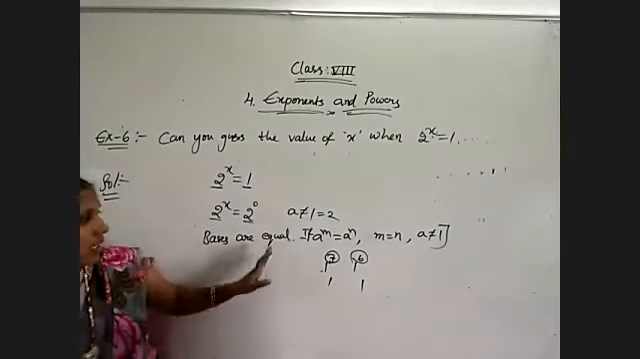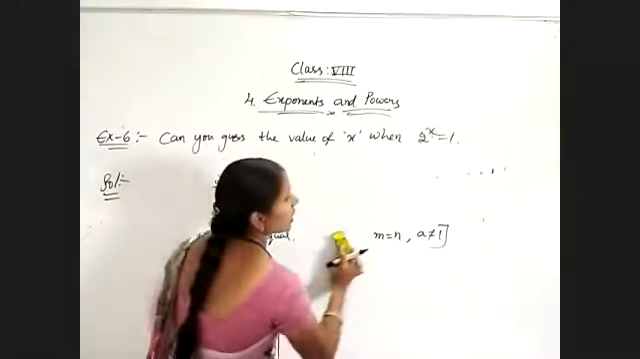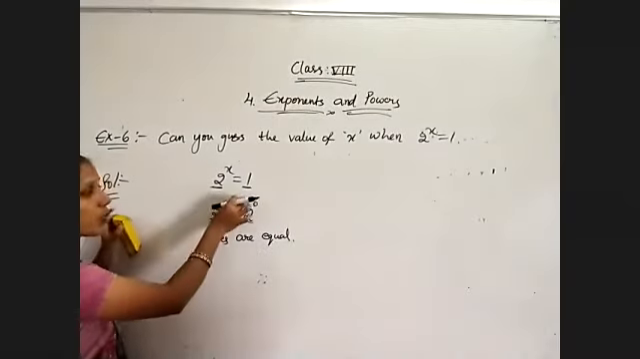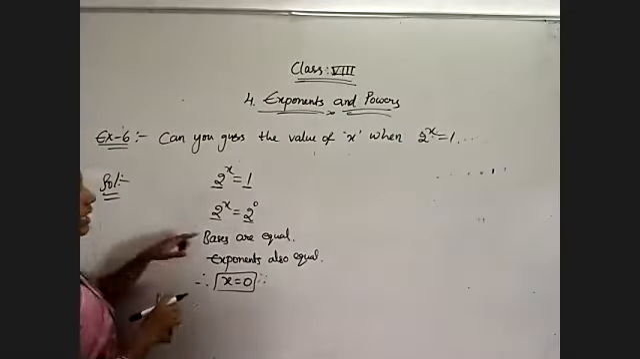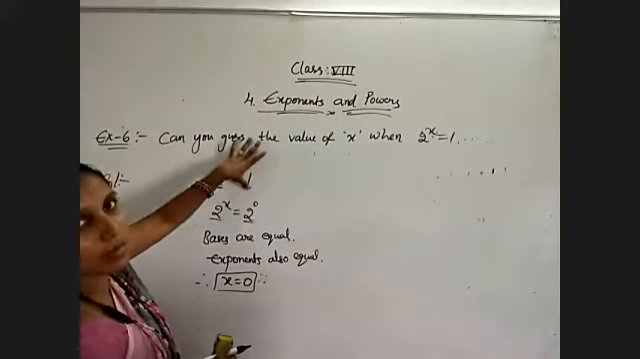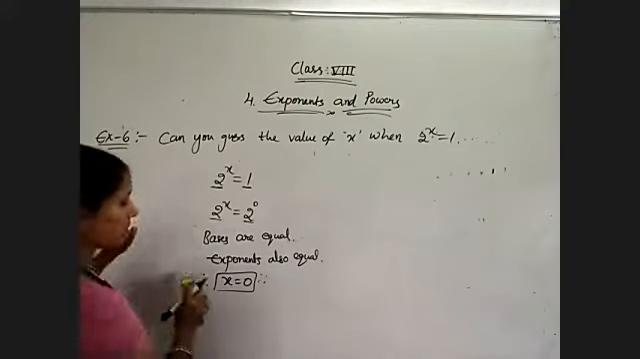Just remember that whenever bases are equal, exponents are equal. Otherwise, if exponents are equal, bases are also equal. This is one condition for exponential form. So because bases are equal, exponents are also equal. So for that sake, x is equal to 0. That's it. So at x is equal to 0, that value will be satisfied.